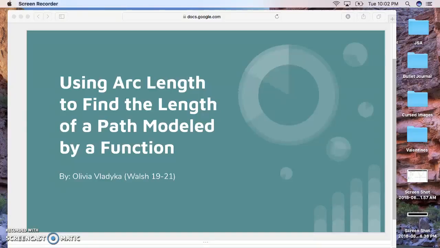Hi, I'm Olivia Vladica, and today I'm going to be presenting my arc length project, which was used to find the distance around a shape that I made in an area in Bergen County, in order to demonstrate things that I learned in calculus this year.